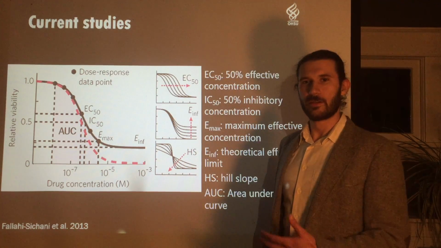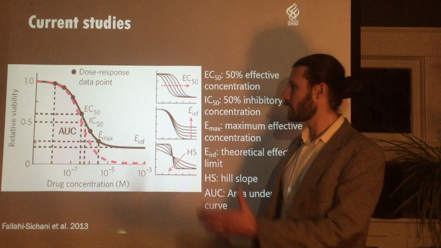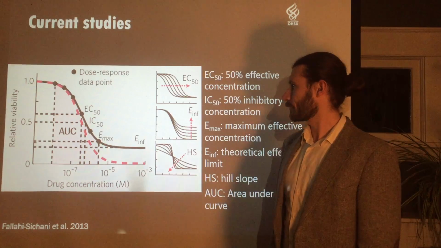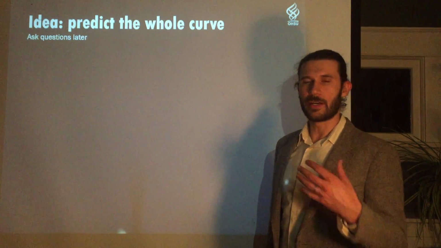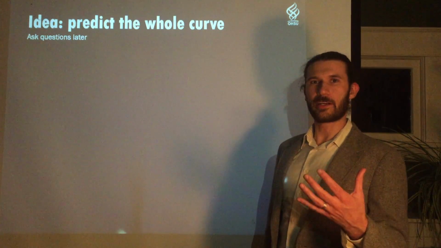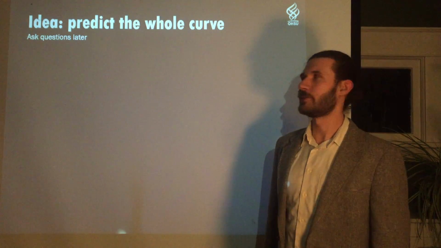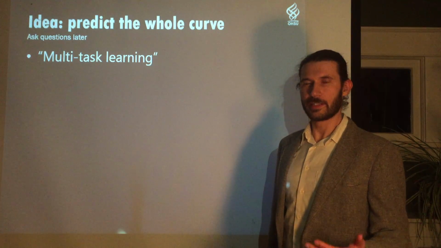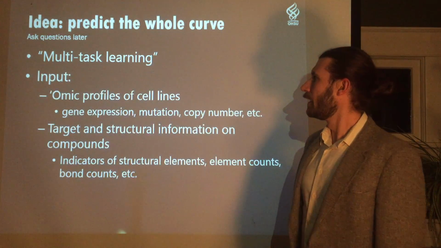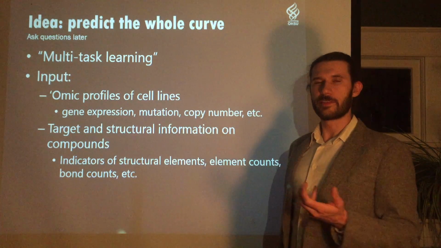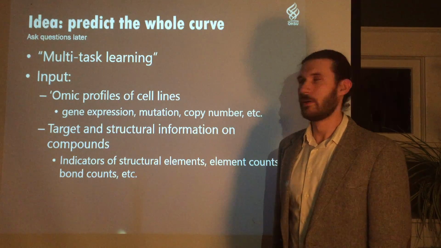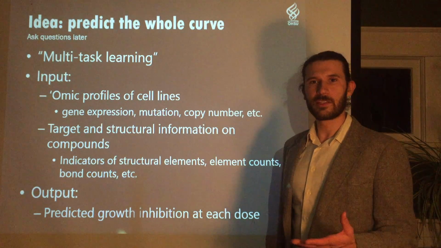But what this is doing is really throwing away a huge amount of data. We actually have responses at each dose, and instead we're boiling that down to just one number. So my idea is, instead of trying to just get one summary measure for the curve, why don't we find a way to predict the whole dose-response curve for a given cell line drug combination? This is a type of multitask learning where we're trying to predict several values for each of our inputs. And our inputs here are the genomics of the cell line and the target and structural information from each of the compounds. So how are we going to make these predictions?